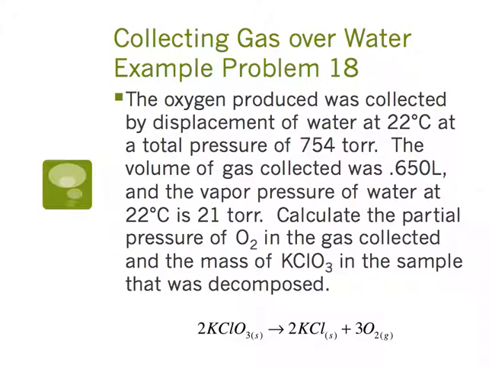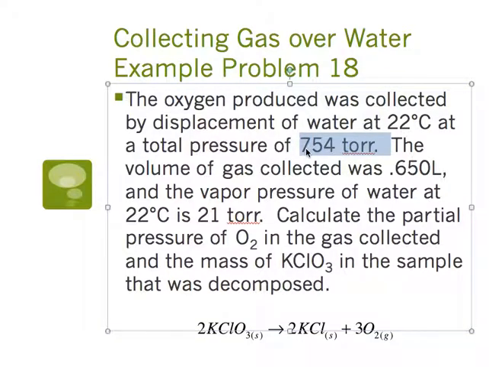Okay. So when the oxygen is produced, we collect it at 22 degrees. The total pressure is 754. The volume of gas, so it's measured, the volume that we collected, and then it tells us the vapor pressure of the water at 22 degrees is 21 torr. Now, water vapor is constant at particular temperatures. So it's given in charts, it's given in books. All you have to do is know what temperature it is that you're running the experiment, and then you can find automatically what the vapor pressure would be at that temperature.